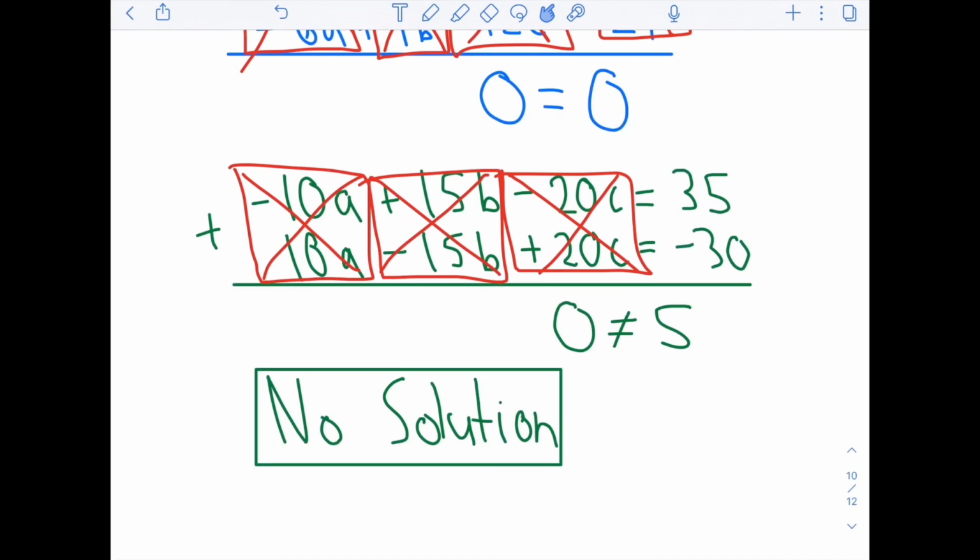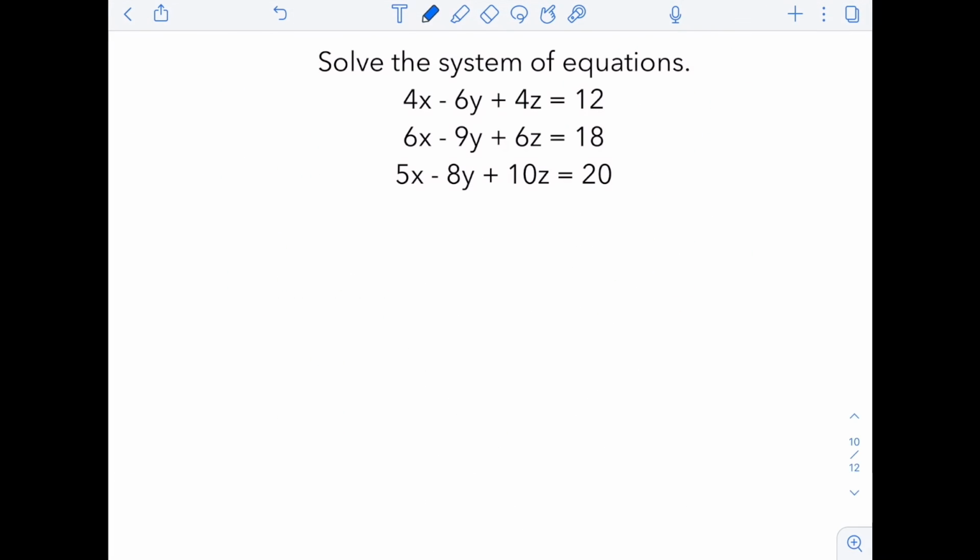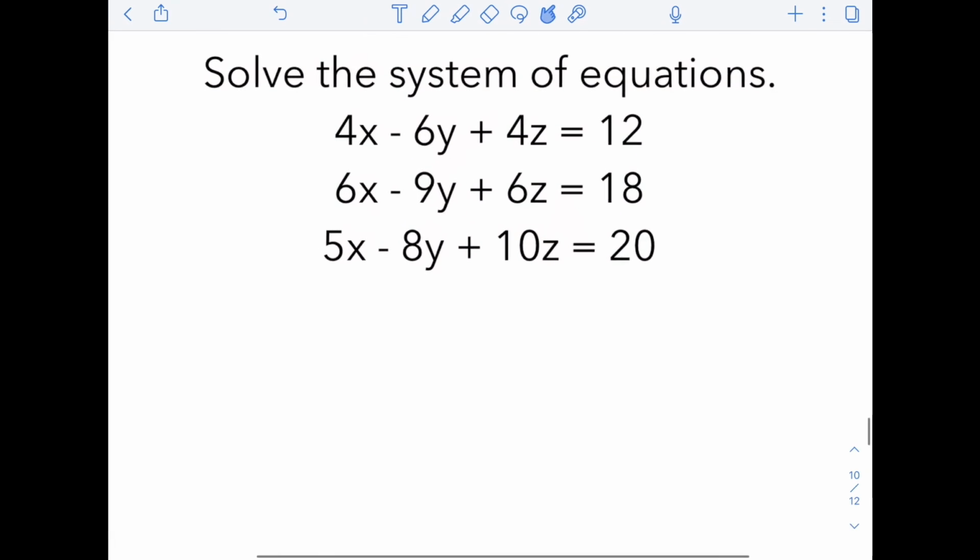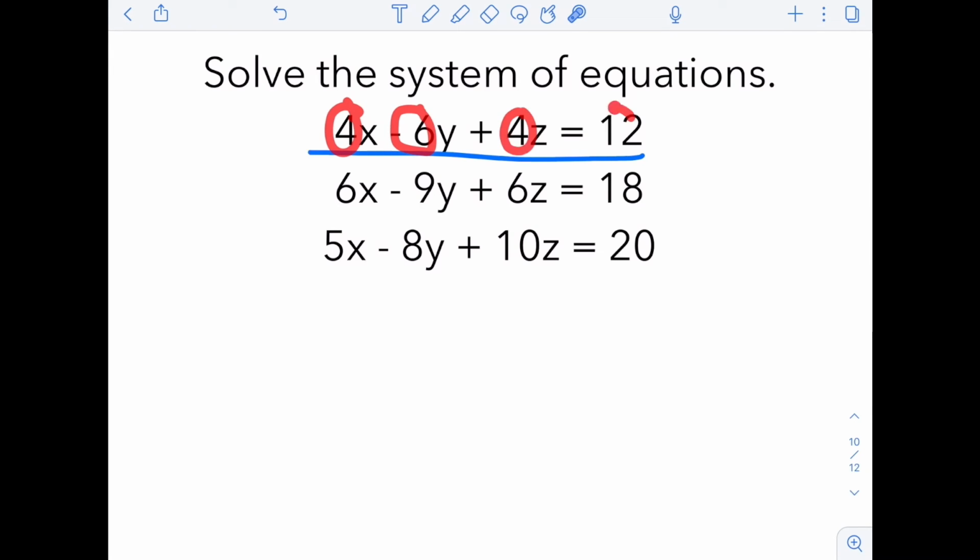Let's look at the next problem. In this problem, we have yet another three-variable system. And one thing I notice immediately is that in the first equation right here, we have negative 6, 4, and 12, and all of those have a common factor of 2. They're all even, so what I can do is divide both sides by 2, just to simplify the equation a little bit.